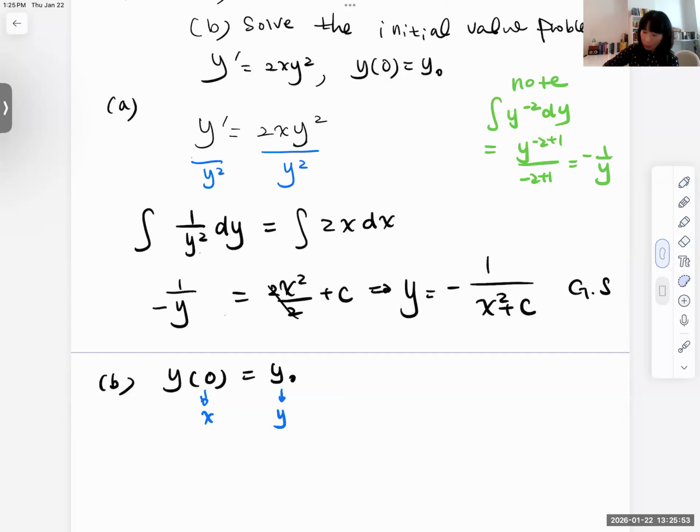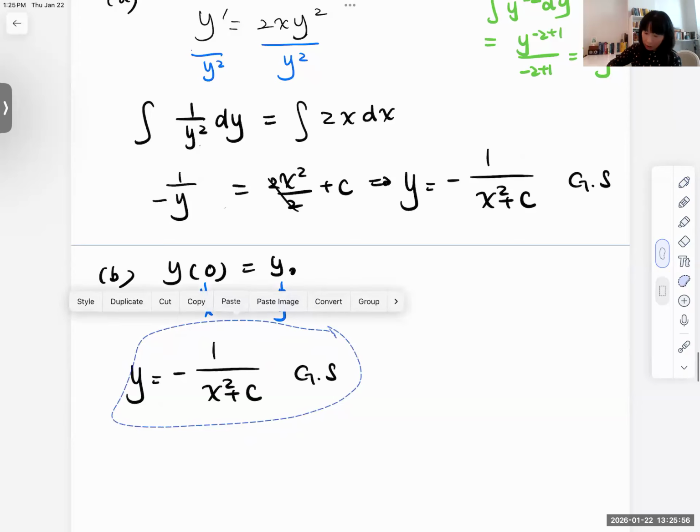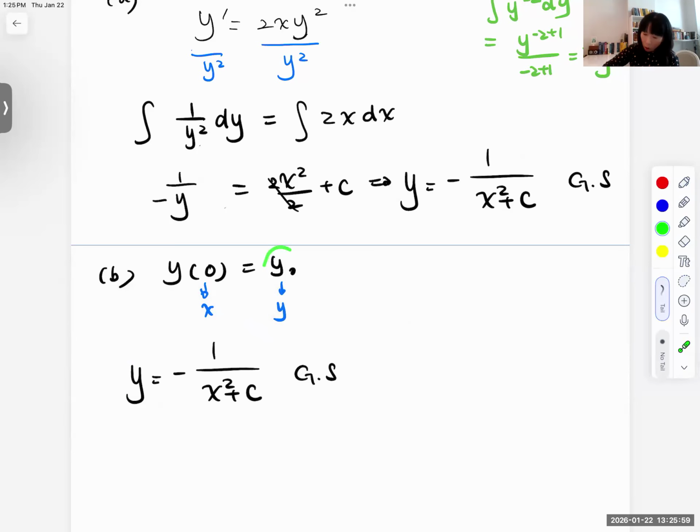So we have a general solution here. Let me copy. Then we say that y equals y naught, so that will be y naught here, equal to, normally we put the number there, so 2 or 3, any number that was given. But y is y naught in this case, equal to negative 1 over x squared, with x equal to 0, so 0 plus c. And we need to solve for c.